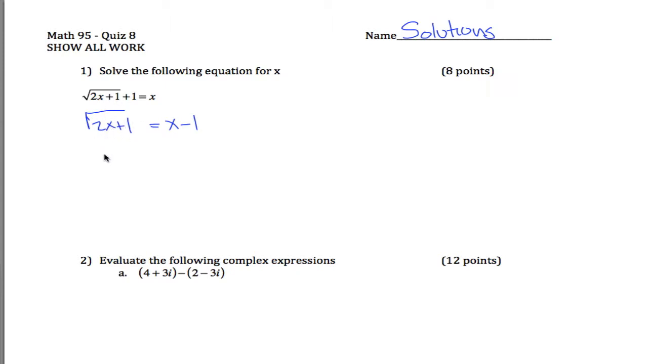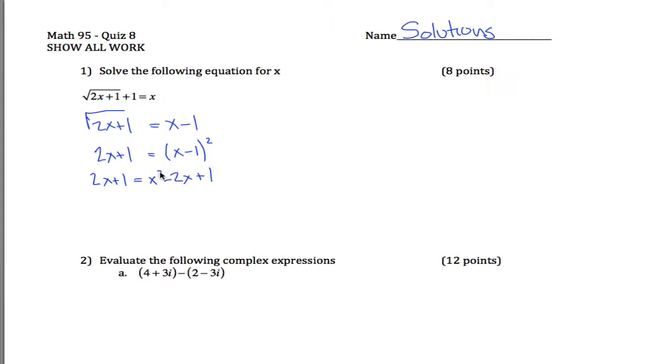And the reason that's advantageous is now I can square both sides of the equation, and the square root is gone. So what I have is 2x plus 1 on the left. And on the right, if I expand this binomial, I get x squared minus 2x plus 1. So now I've got to solve this equation. This equation is easier to solve than this equation because it doesn't have that radical.